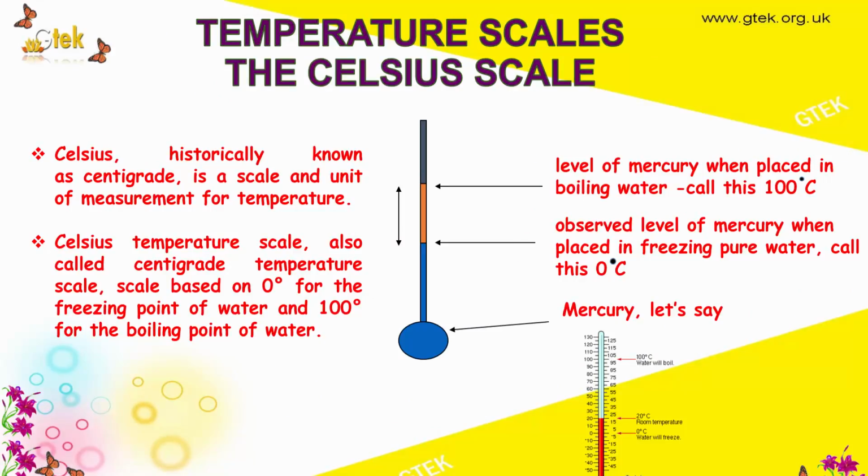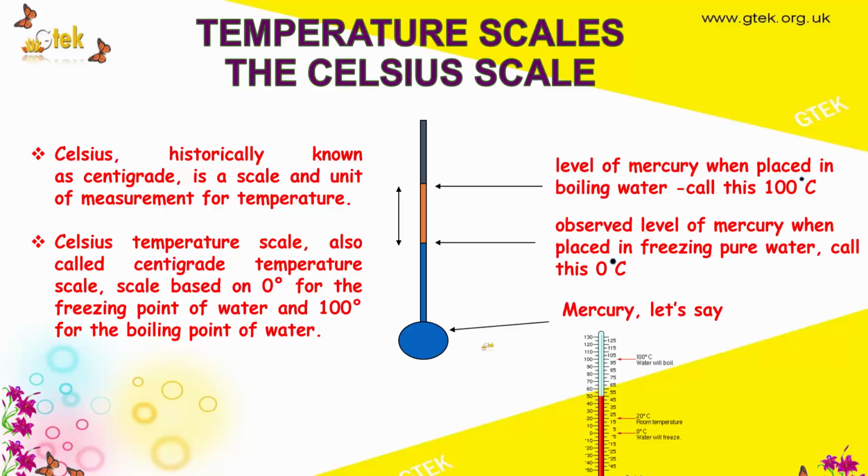Now let's talk about the Celsius scale, which is considered to be one of the temperature scales. Celsius, historically known as centigrade, is a scale and unit of measurement for temperature. The Celsius temperature scale, also called the centigrade temperature scale, is a scale based on 0 degrees for the freezing point of water and 100 degrees for the boiling point of water.